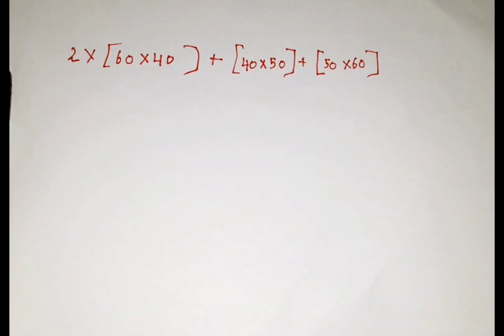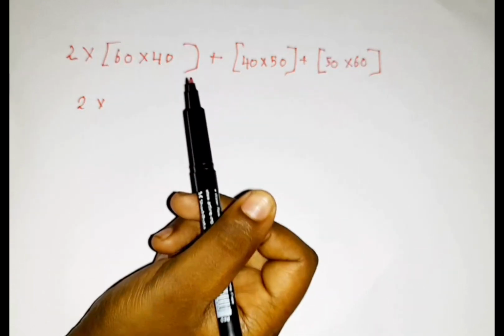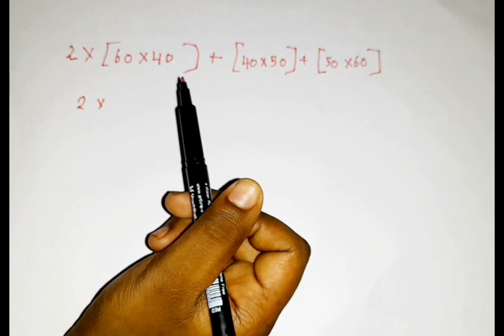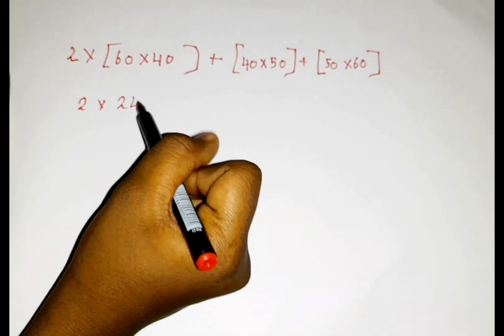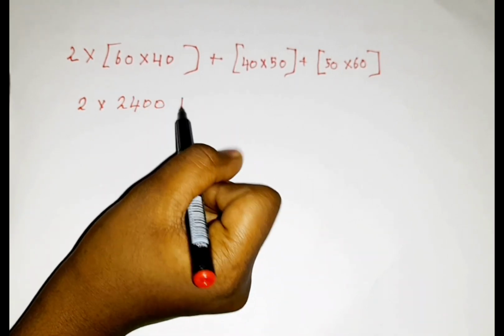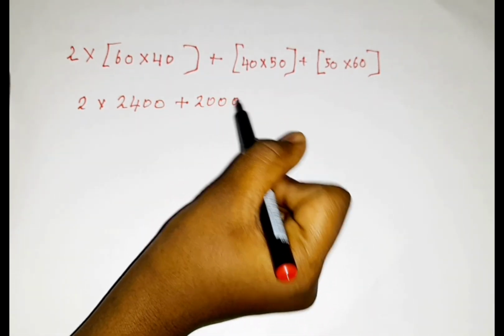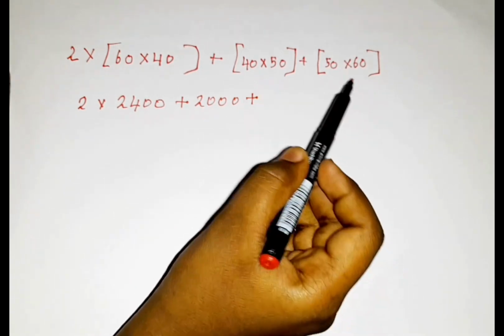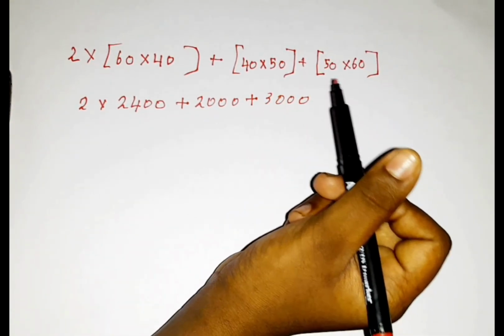So 60 into 40, am I right? Let's write the 2 as it is, no need to change the 2. So 2 into 60 into 40. 6 4s are 24, so 2400 plus, 5 4s are 20, so 2000 plus 6 5s are 30, so 3000.